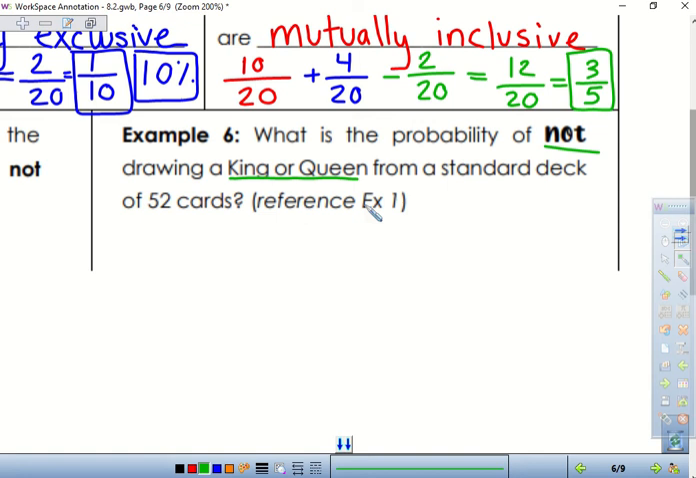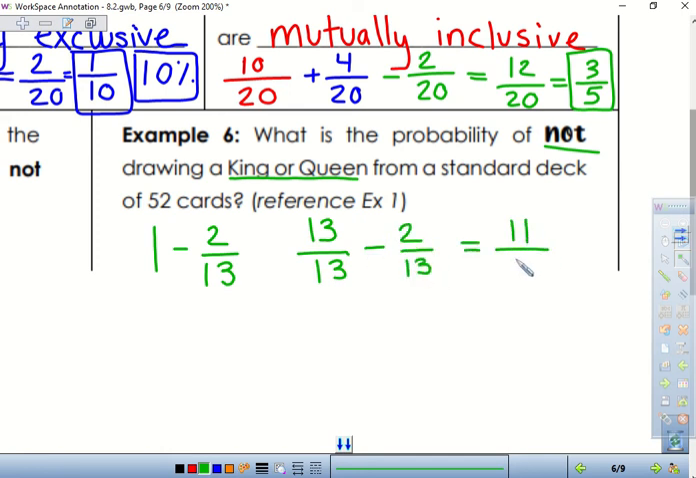complement of it happening. So what you do here is 1 minus the probability of getting a king or queen. And I know that I can rewrite 1 as 13 over 13, and then just subtract my numerators, which gives me an 11 out of 13 chance of not drawing a king or queen from a standard deck. So every time you pick a random card from a deck, you have an 11 out of 13 chance of not getting a king or queen.